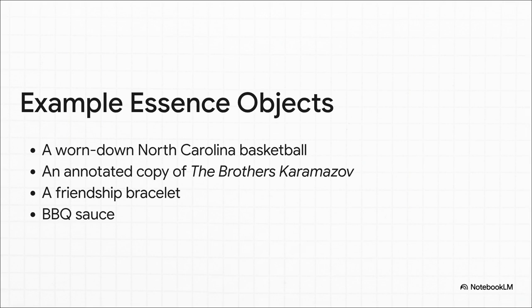And this shows just how powerful everyday things can be. A worn-down basketball isn't just a ball. It's a symbol of the bond you have with your dad, of all those hours you spent together. Heck, BBQ sauce could represent family, tradition, your home. The key is that each object reveals something really complex and important about who you are.